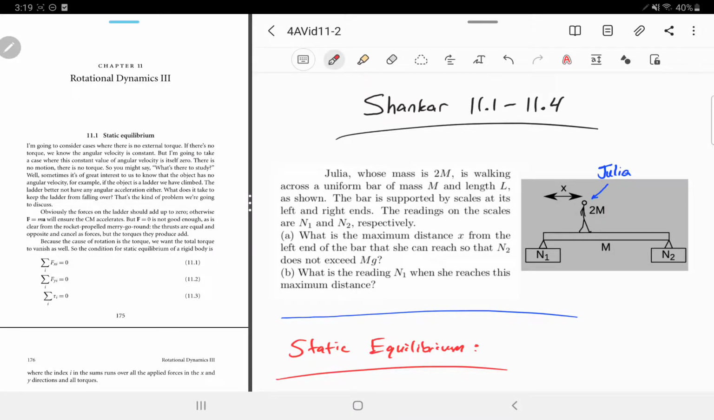All right, so in this video we're going to do static equilibrium. Let's define static equilibrium before we start tackling some example problems.